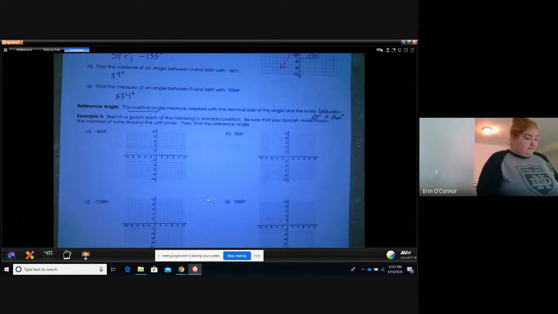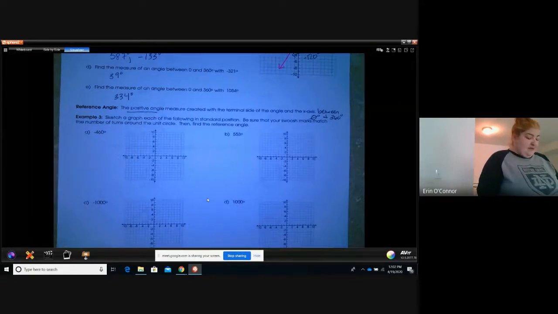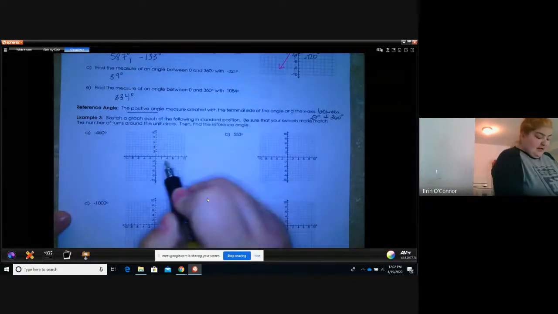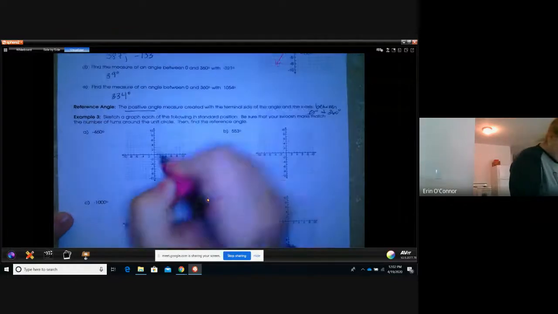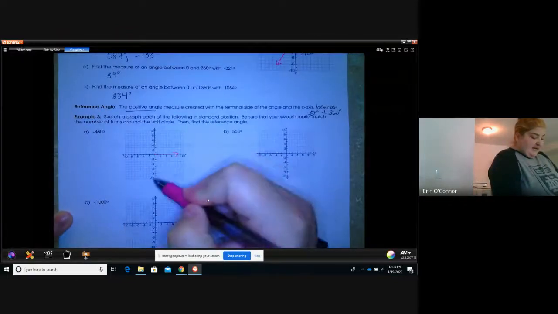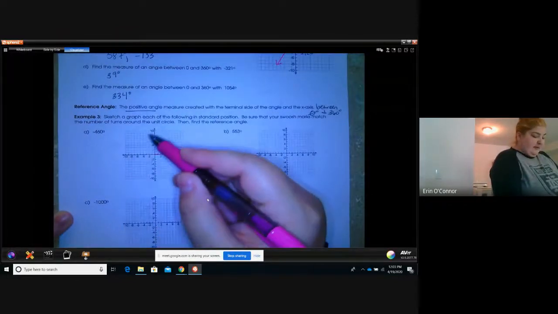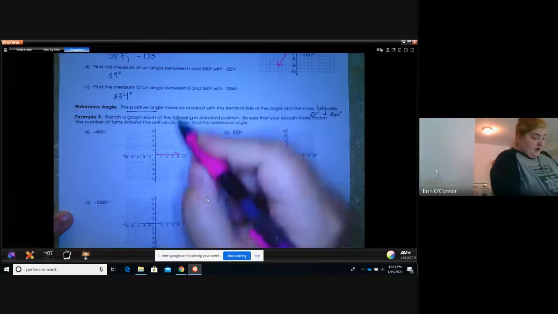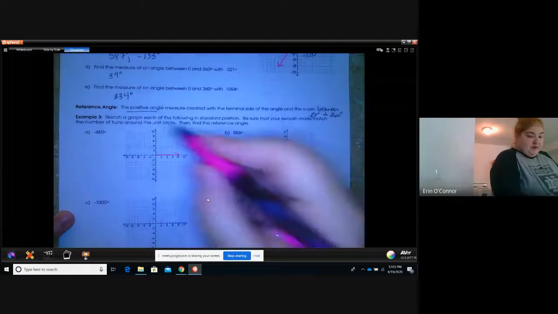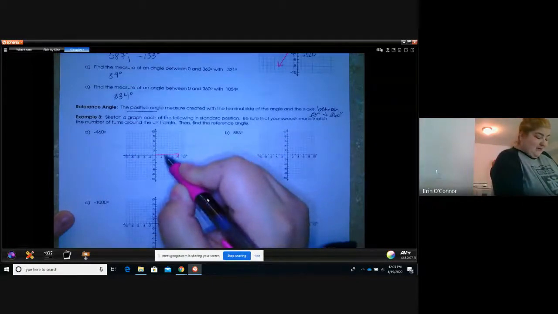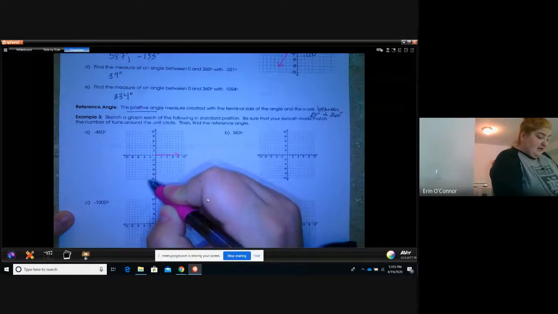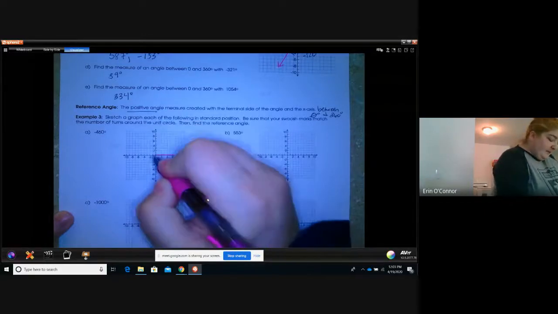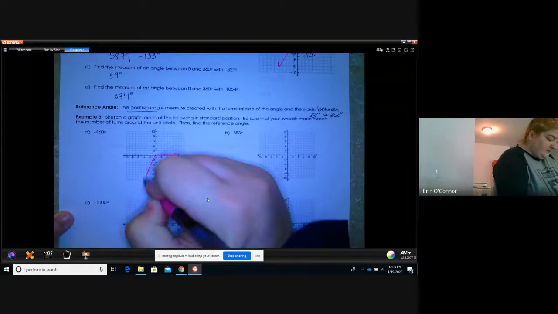So first of all, negative 460. So I start here, and we always put our positive side down. Well, this is negative 90, negative 180, negative 270, negative 360. So already I'm going around fully once. And then we're going to keep going. Negative 360. This is negative 450. So negative 460 would be about here.